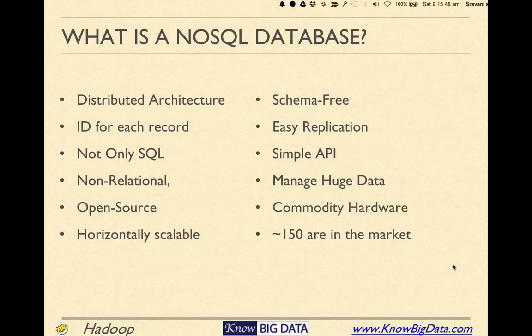Okay. So a NoSQL database has distributed architecture. Because it's a distributed architecture, there has to be an identifier for each record. And NoSQL represents many things. Literally, it meant not only SQL. And it's non-relational, meaning it's not able to provide you all the properties of a relational database.